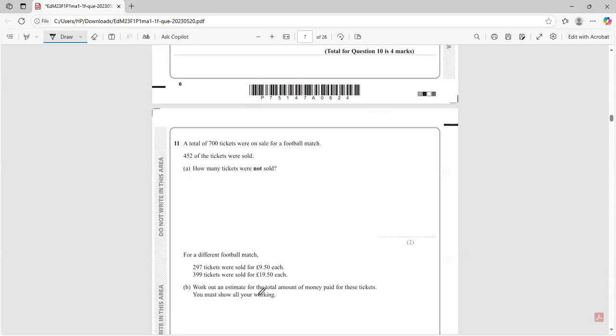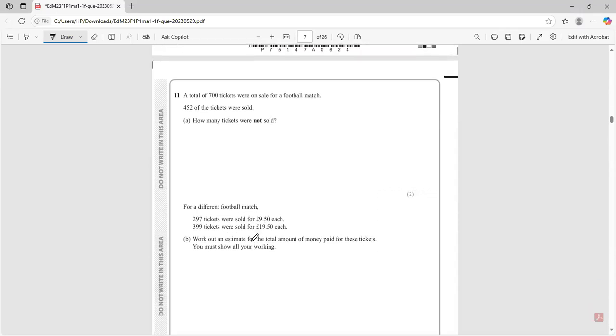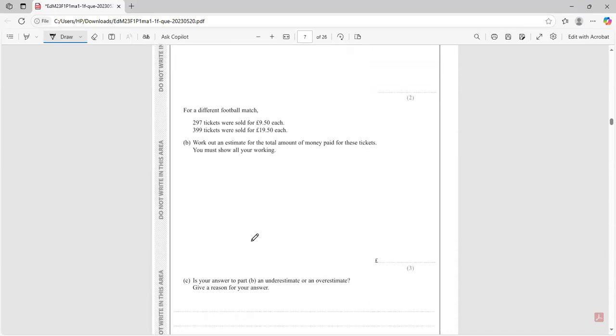It says a total of 700 tickets were on sale for a football match. 452 tickets were sold. How many tickets were not sold? Okay, it's simple. 700 minus 452 is 248. Okay, so I think I'll just leave that because of time.